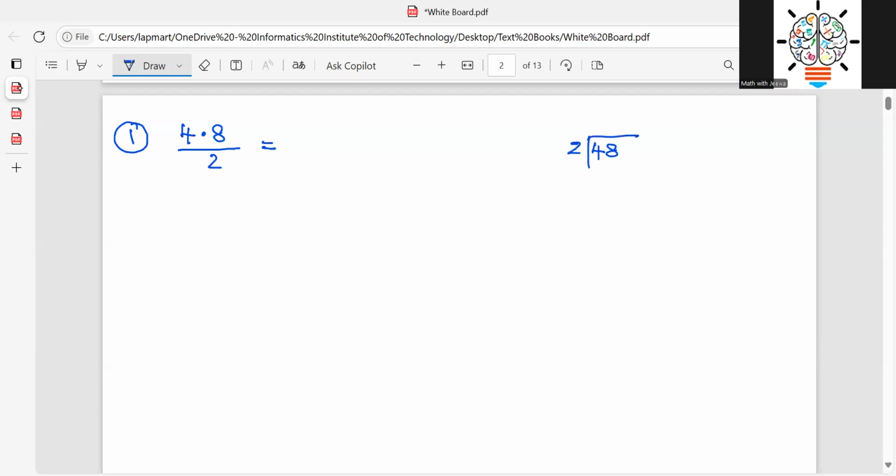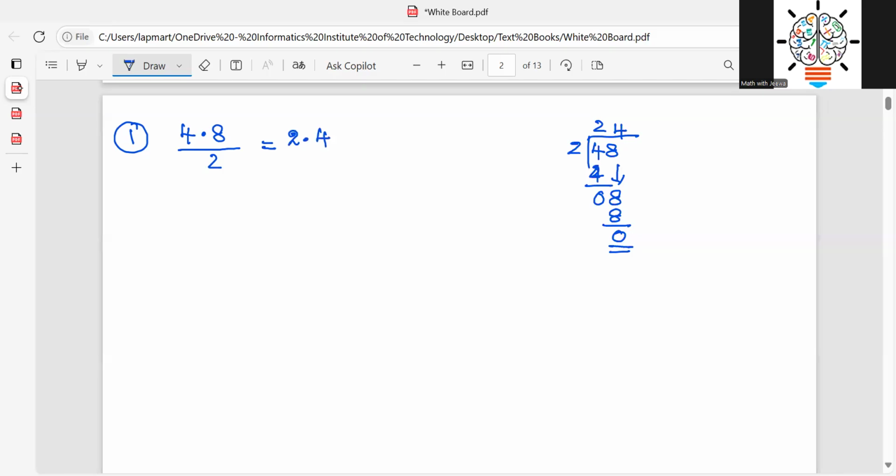Forget about the decimals and I just divide. 2 times 2, 4, 0. And I bring this 8 down, 2 times 4, 8 and 0. So then the answer is 24. When you divide 48 by 2, it gives you 24. But here we are not dividing 48, it is 4.8. Therefore, the answer should be 2.4.